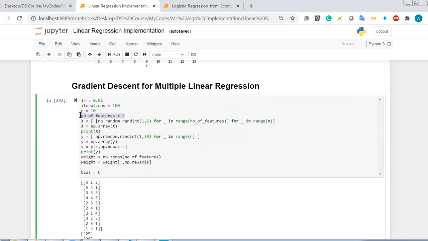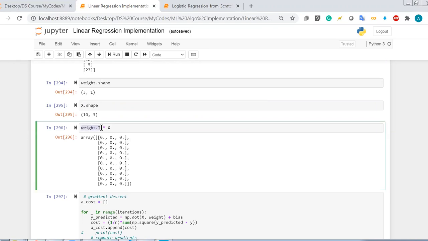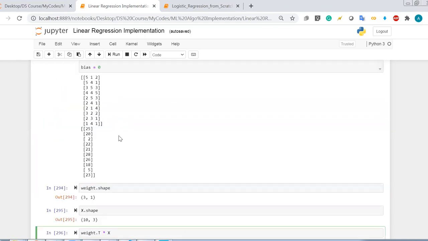So the number of features is 3 over here, and this is my x, and this is my y. Let's see the shape. So the shape of x is this. And if I write like this, w transpose into x.